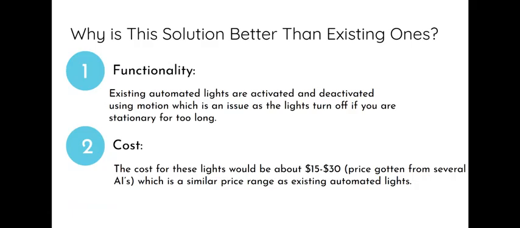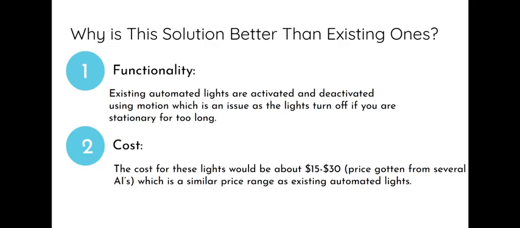Existing automated lights are activated and deactivated using motion. I don't know if you've seen, but in restaurants, sometimes they have these motion activated lights in restrooms. This is a problem for me personally because whenever I walk into a restroom and I'm stationary for too long, the lights don't detect me and the lights go out. And that's very annoying. I really dislike it. So I decided to make my component based off of heat, which avoids this issue entirely. That way I won't have to be flailing around while I'm on the toilet trying to get the light's attention, so I won't be in the dark.